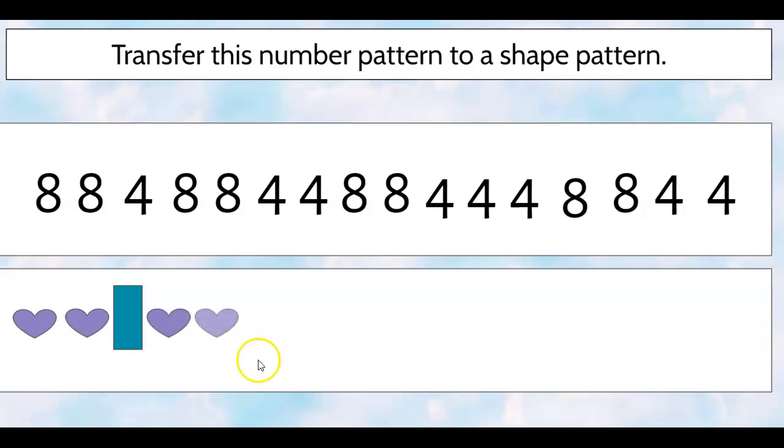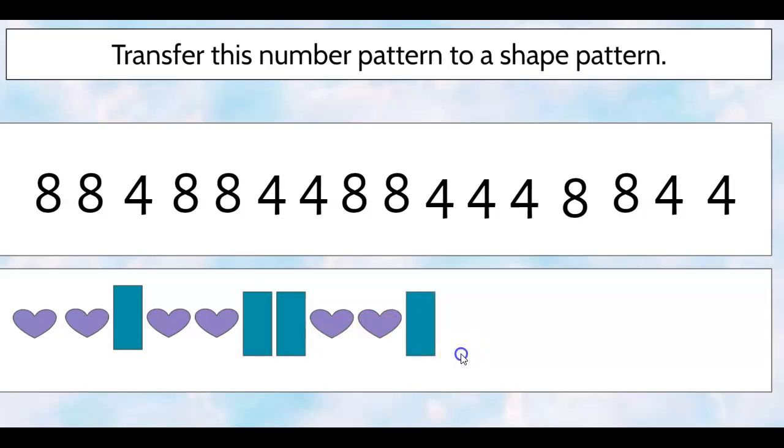8, 8, or heart, heart, rectangle, rectangle. We have 2 rectangles. 8, or heart, heart. We know that there are 2 hearts. That's not growing. Rectangle, rectangle, rectangle. So now we have 3 rectangles. This time the pattern repeated. Okay, what's next? Good job, 2 hearts.